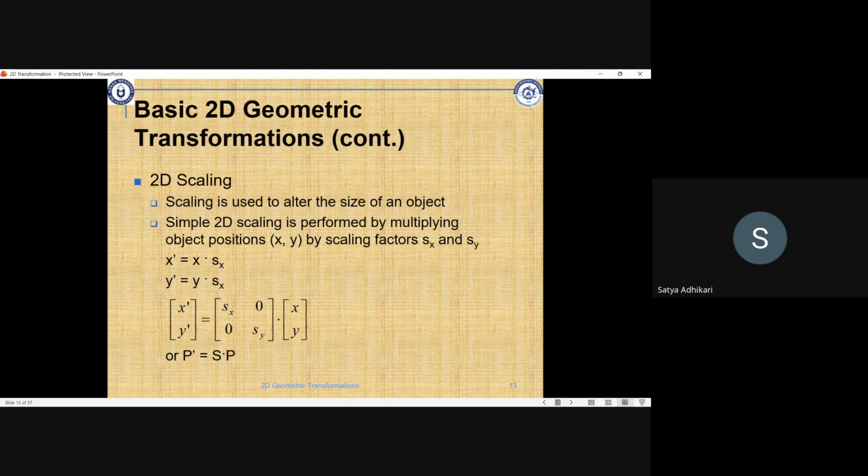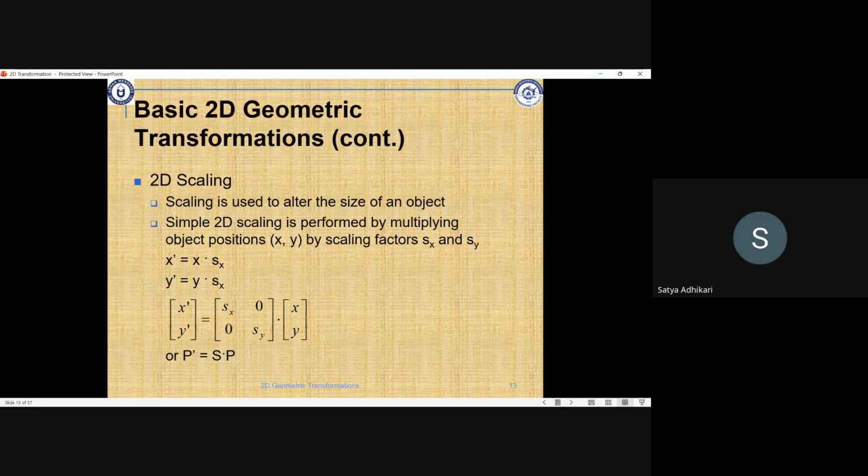Similarly, if we multiply the second row of the first matrix and the first column of the second matrix, it is 0 into x plus sy into y, equal to y dash. That is, if we multiply these two matrices, the right side of the equation, you will get x dash equal to x dot sx and y dash equal to y dot sy. So here P dash equal to S into P. S is nothing but the element that contains the scaling factors, and P is the initial position and P dash is the new position after scaling.